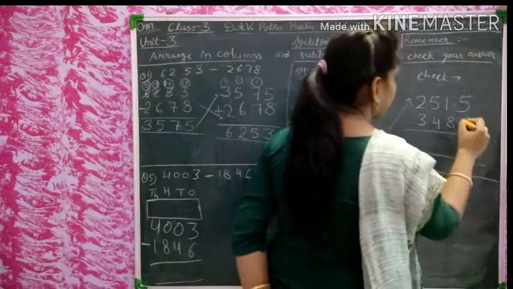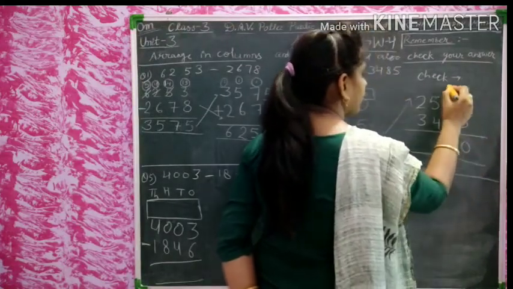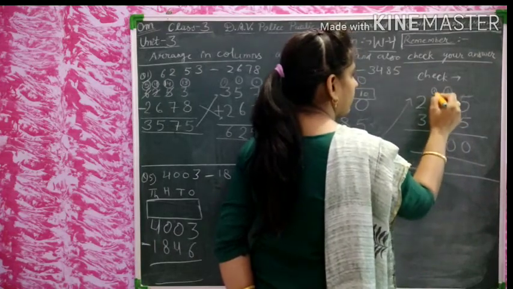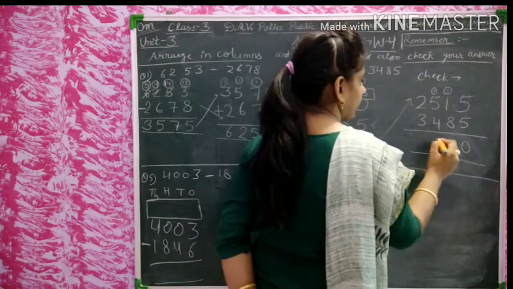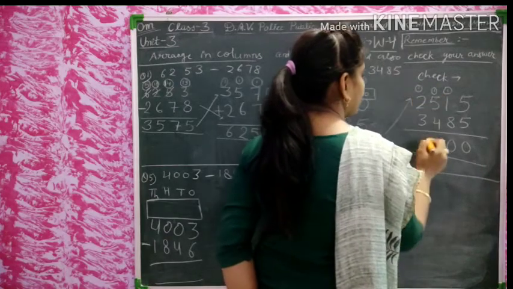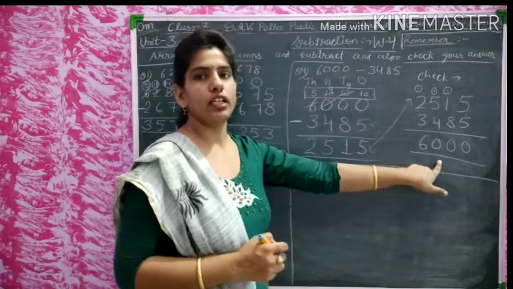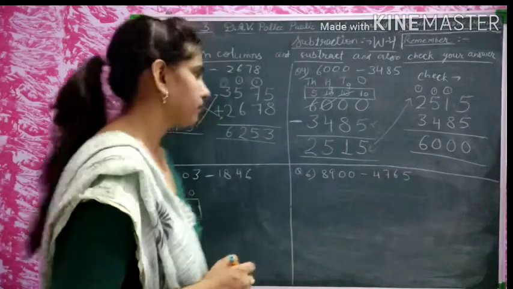It will become 5 plus 5, 10. 1 is carrying there. 1 plus 1, 2 plus 8, 10. 1 is carrying there. 1 plus 5, 6 plus 4, 10. 1 is carrying there. 3 plus 3, 6. It will become 6000 and 6000. It means it is checked there.